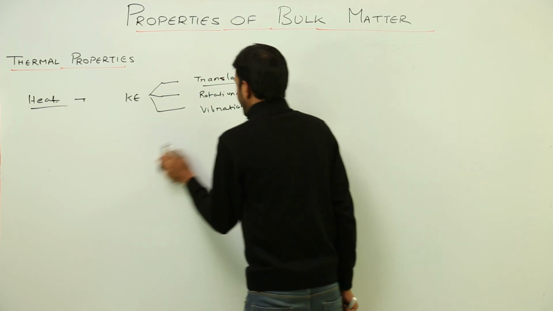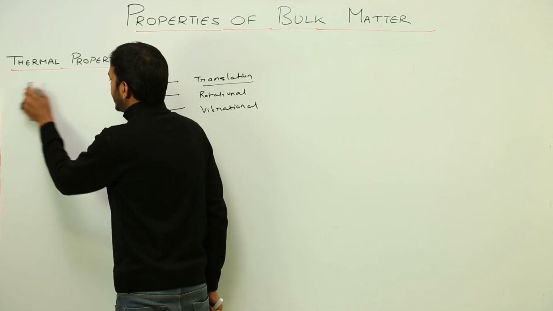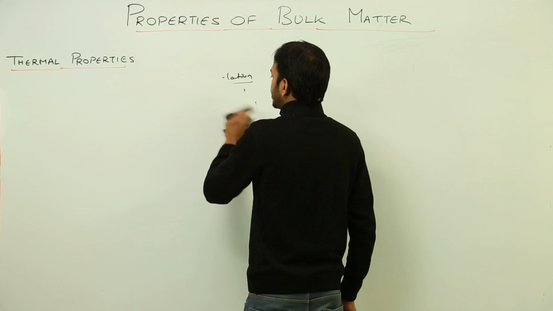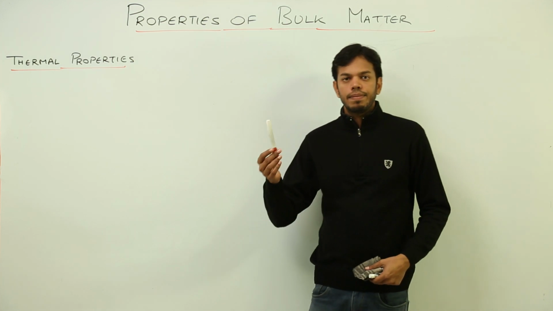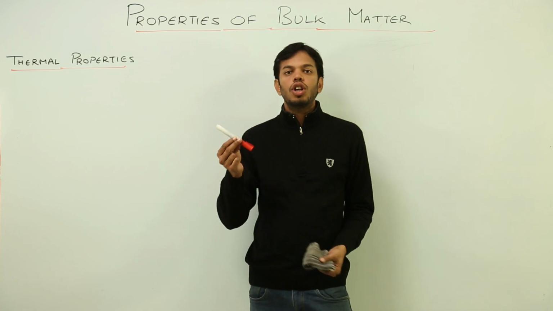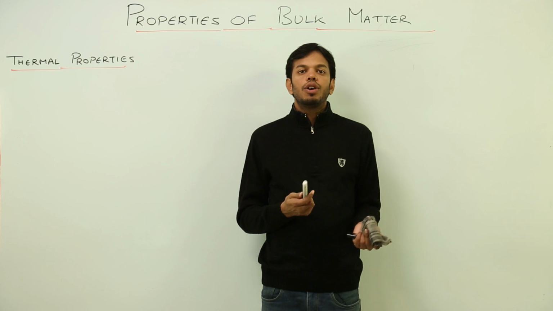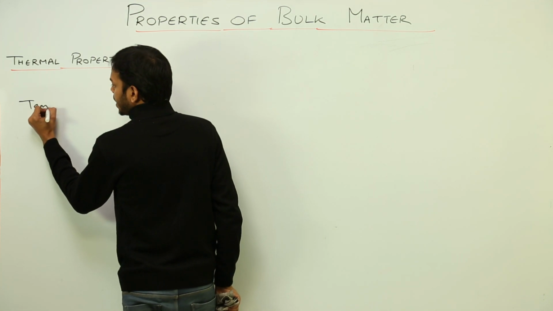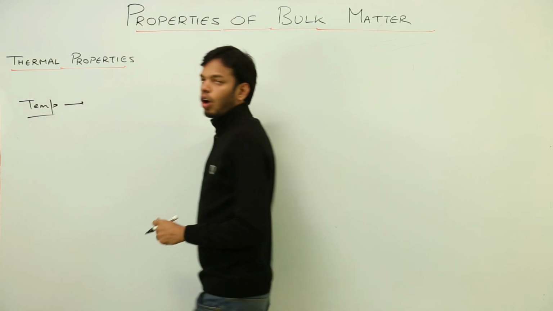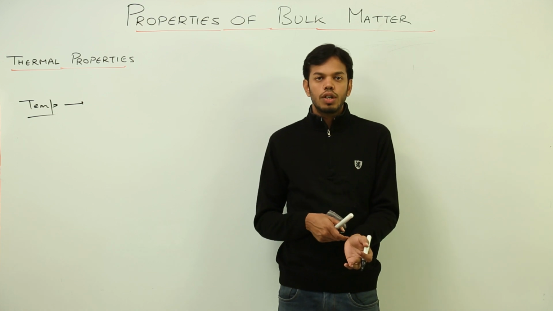Now, quantitatively, heat is measured in terms of a quantity called temperature. If I say that I have given a lot of heat to this pen, actually the temperature of the pen would tell me how much heat has been provided. So temperature is the measurement of heat. So what is temperature? Temperature is the degree of hotness or coldness of a body, right? This is the degree of hotness or coldness of a body.